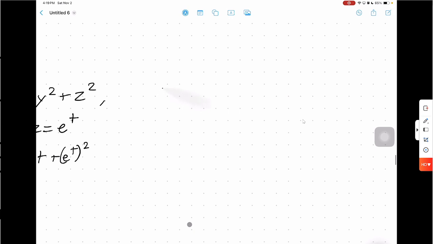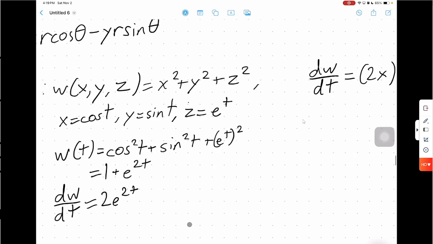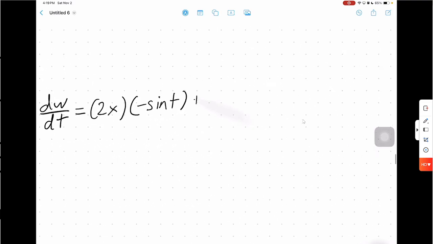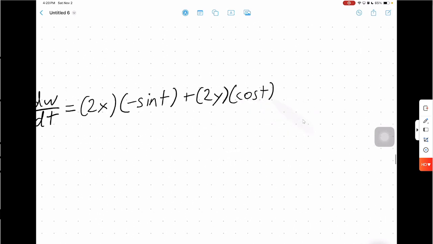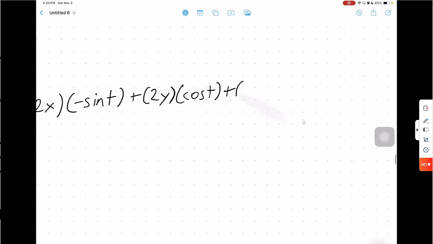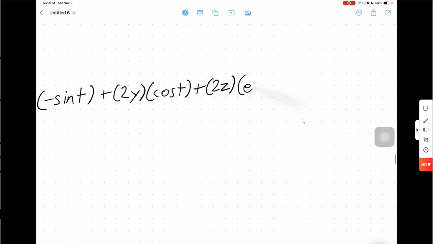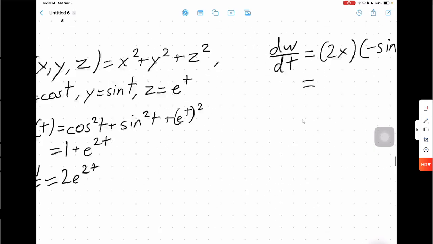Now, if I do it the other way, we're going to get partial w with respect to x times partial x with respect to t, plus partial w with respect to y, partial y with respect to t, plus partial w with respect to z, partial z with respect to t, which is e to the t. This is one you're probably going to have to plug in, because you're going to have to show that these two are the same thing.